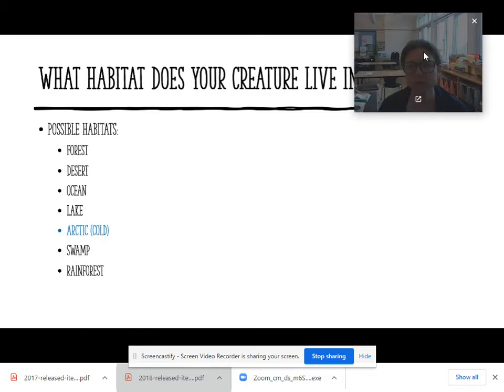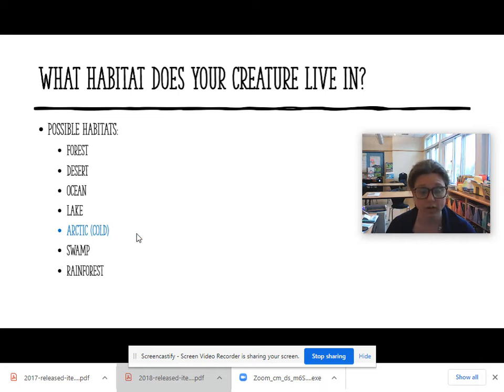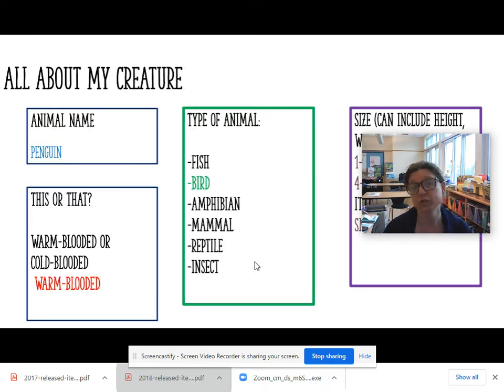So the first question you want to ask yourself is, what habitat does my creature live in? And we have some possible habitats here. I chose the Arctic, cold habitat, and you'll see why in a moment. But you can look at all of these habitats and choose an animal from one of those habitats. It's up to you. I happen to choose a penguin because I love penguins.